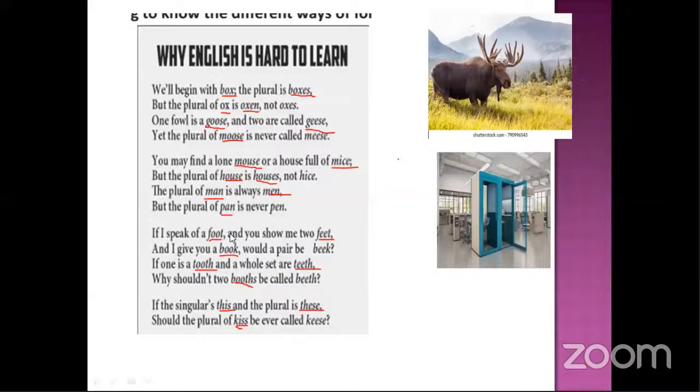Next one, foot. The plural one is feet. Book, book. The plural is books. Tooth, teeth. And the other one is booth. The plural one is booths. Next one, this, these. Kiss, the plural is kisses.